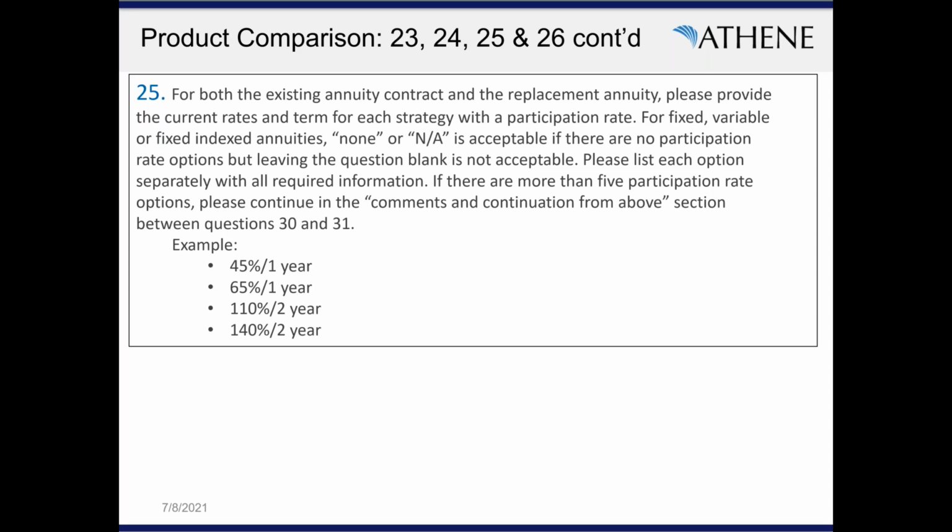So good examples of question 25 is 45% 1 year, 65% 1 year, 110% 2 year, 140% 2 year. Again, things that are not acceptable: S&P 500 45, NASDAQ 65, BNP 110. Again, we have to go off what Florida is asking. Florida is specifically asking for the par rate and the term. That is it. So again, it's one of those things. Make sure you're answering the questions as they are asked.